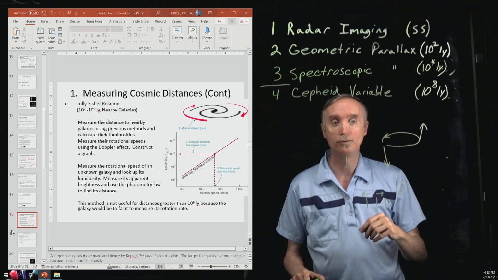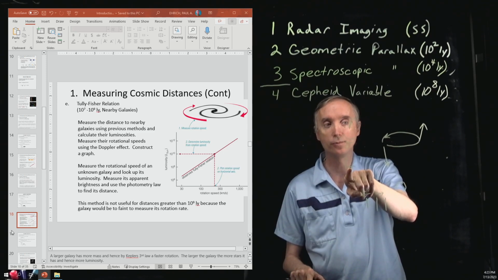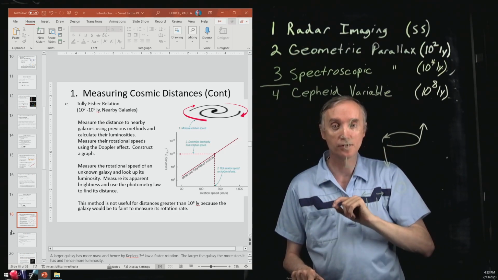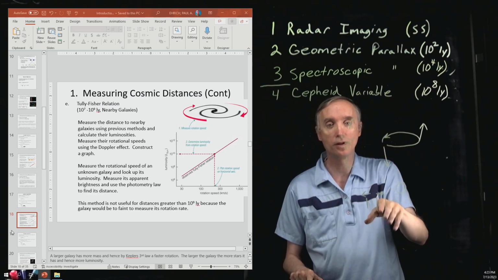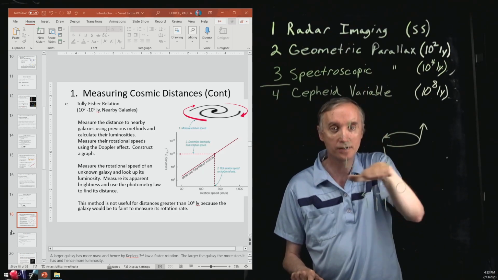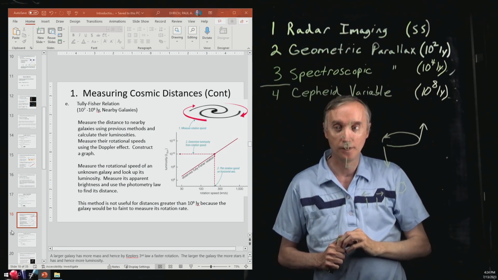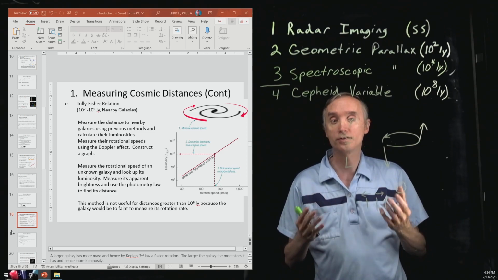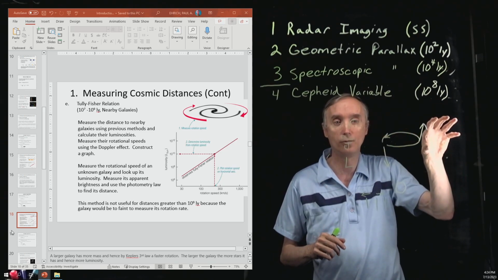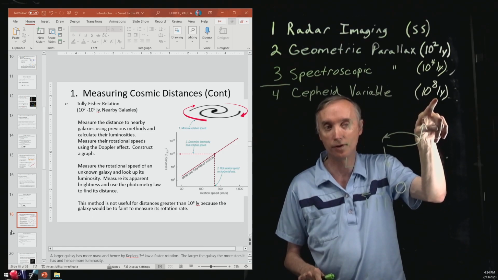So now we know the brightnesses of these galaxies, and we also know how fast they're spinning. So we plot it. On a piece of paper, we plot the brightness of these galaxies versus how fast they are rotating, and we get that bottom graph there. Now we're interested in a galaxy that's even further away, a galaxy that is further away than this number here.